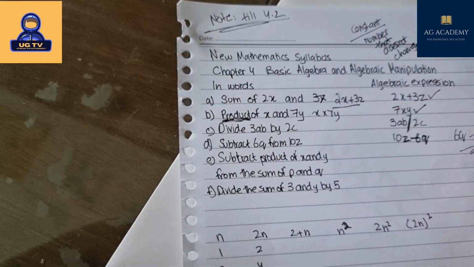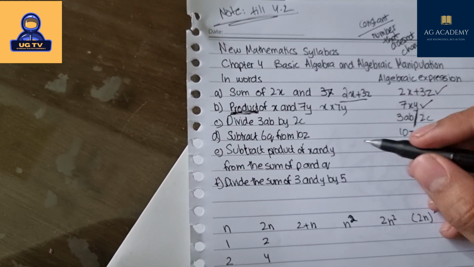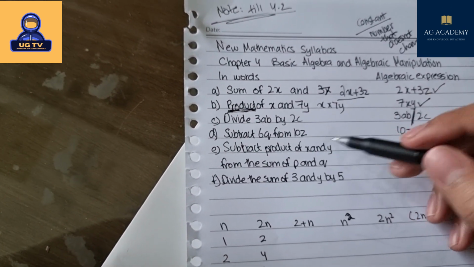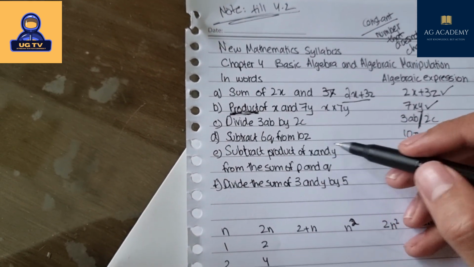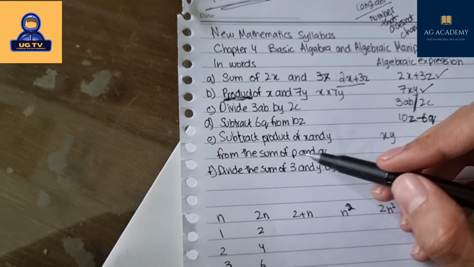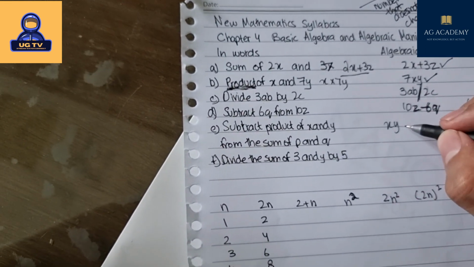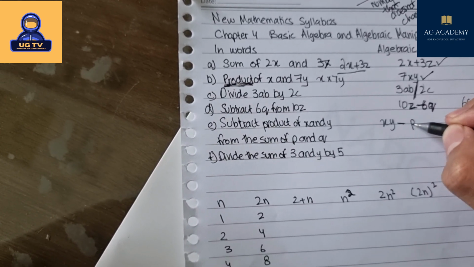Subtract the product of x and y. The product of x and y is xy, and we subtract it from the sum of p and q.